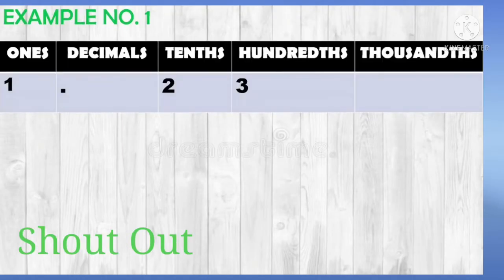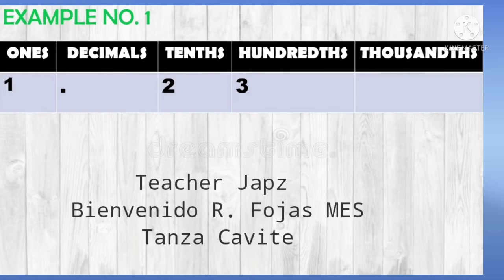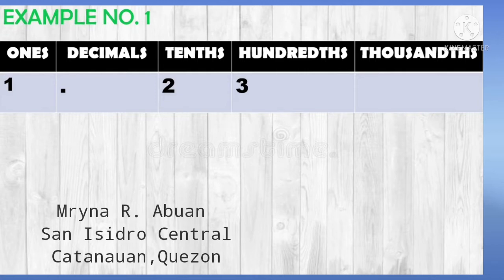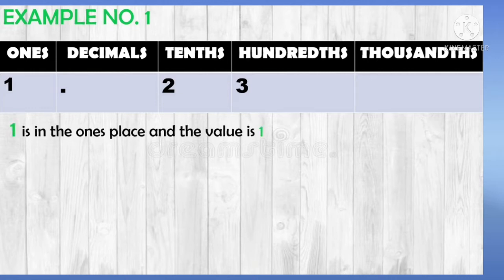Example number 1. Okay, so we have here a place value of a number. Under the ones, we have 1. Then decimals. Under the place value of tenths, we have 2. And we have 3 in hundredths. So we have 1.23. Okay? So 1 is in the ones place and the value is 1. Here, before the decimal, we have 1. Its place value is ones and its value is 1. That is a whole number.